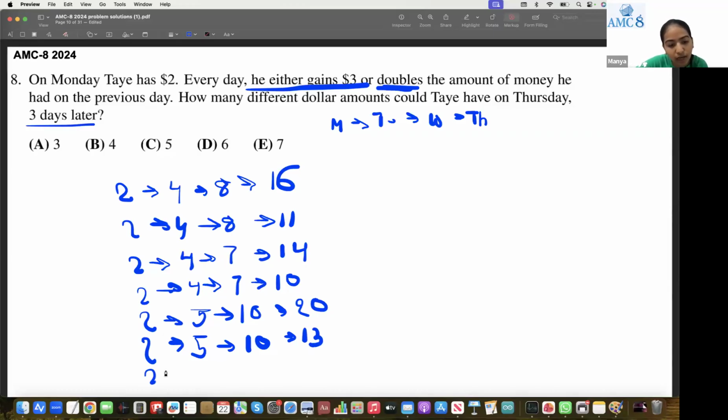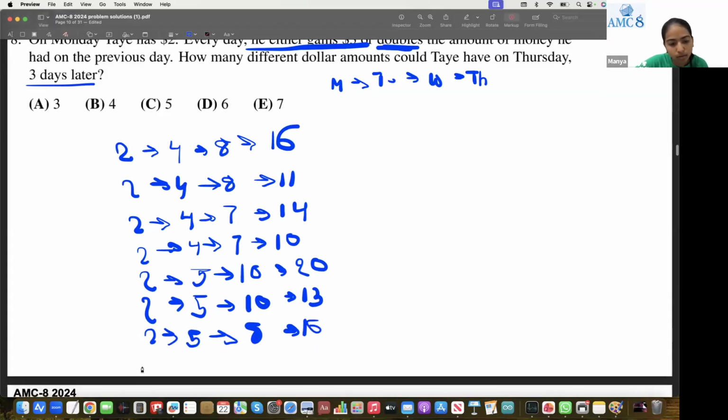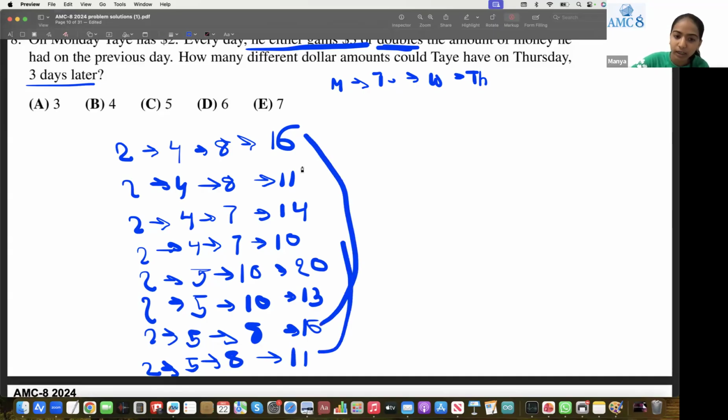Now $2 to $5. Now instead of doubling it, we can add 3. So 8, and now we can double. Now, watch. We can do 2 to 5, 5 to 8, and we can do 8 to 11, right? We can just add 3. But now watch. 16 is here, and 11 is repeated as well.